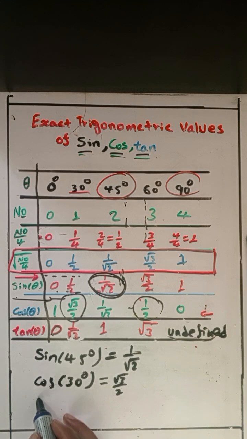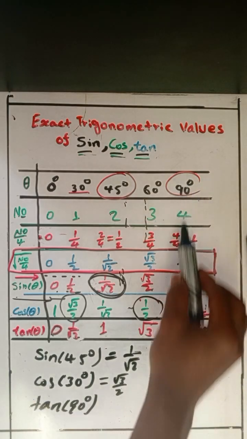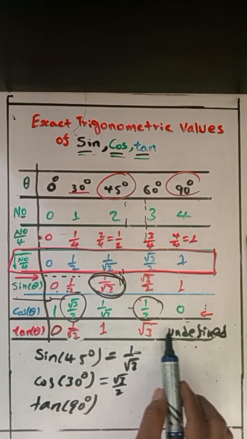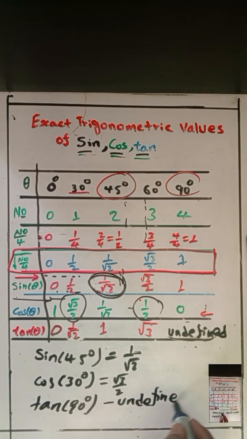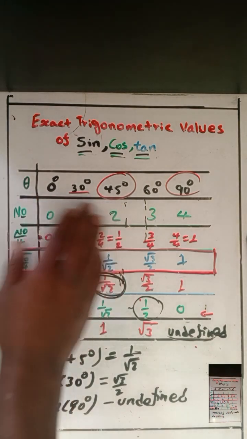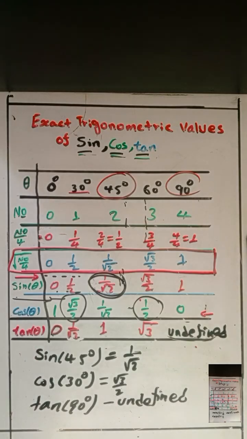If you are asked to find tan of 90 degrees, you go to the column with 90 degrees and look at the row for tan theta, and we get the undefined value. Similarly, you can find other trigonometric values for the given degrees 0, 30, 45, 60 and 90. I think this video is helpful. In another video, I will prepare problems related to these degrees.